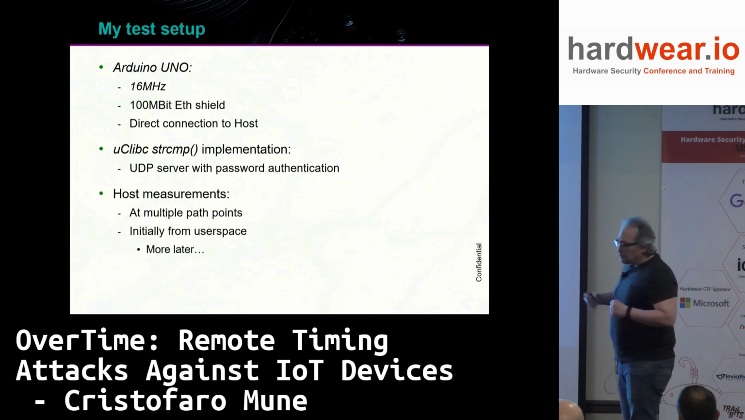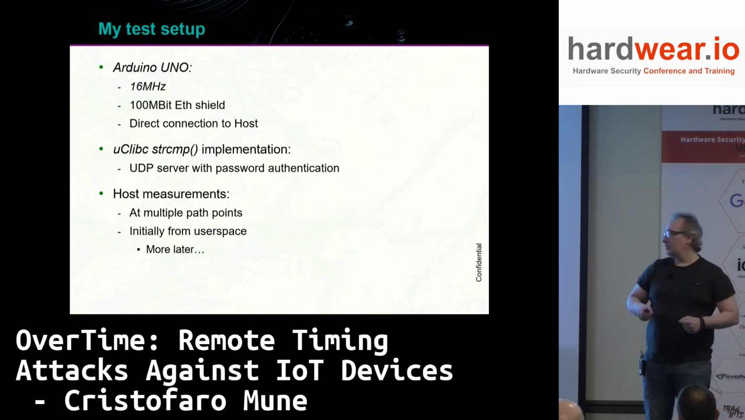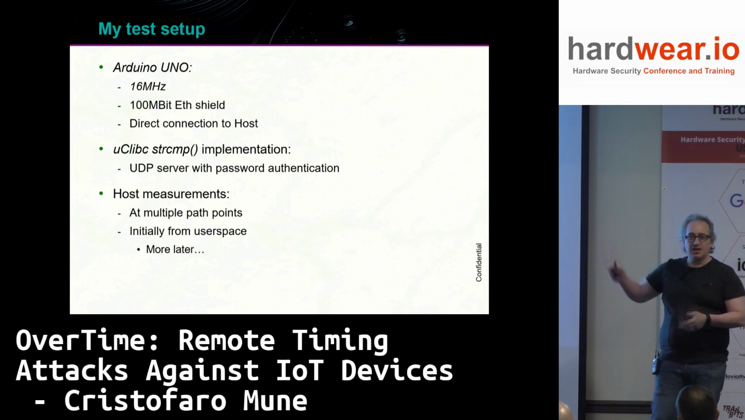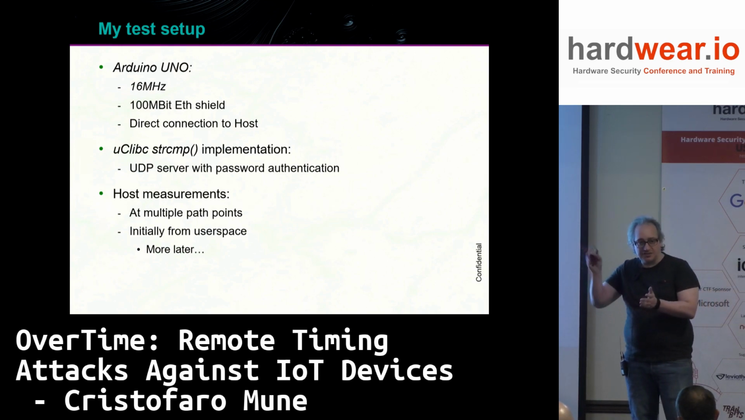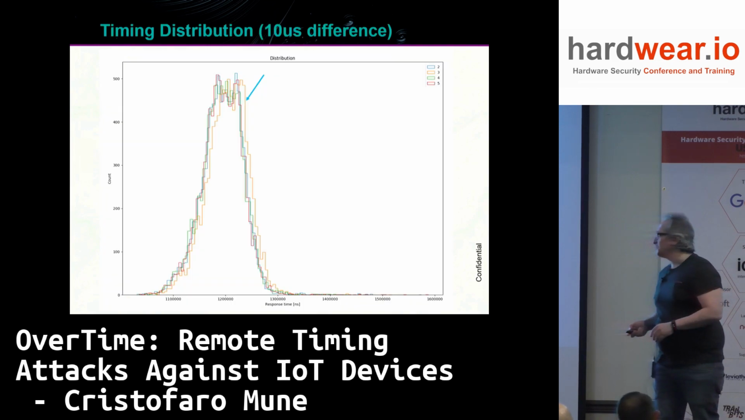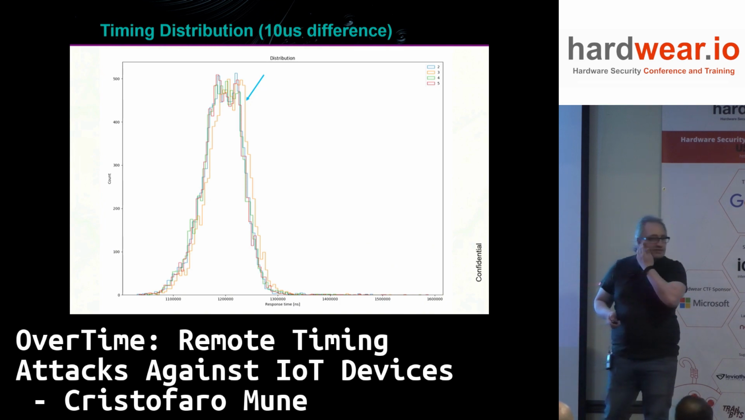And the measurements that I take are taken at multiple points within the host, which we are going to discuss in a moment. Initially, from user space, I send the packet. Before it exits the user space, I just start my timer. As soon as I receive it back, I stop my timer. As simply as that. Nothing more. And this is what you see in terms of timing distribution.